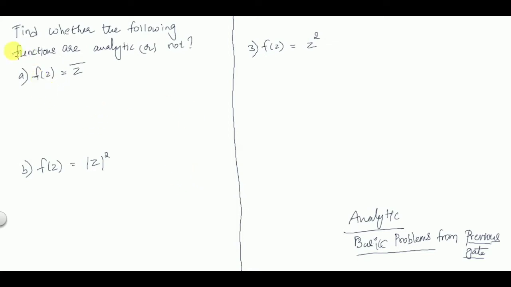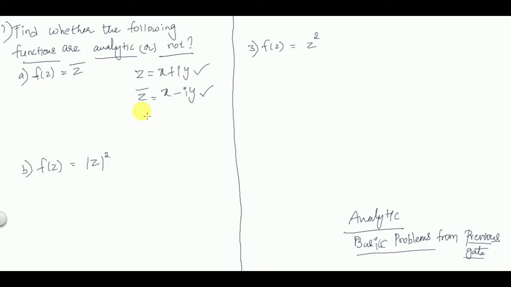Right, so in the first problem he has given to find whether the following given functions are analytic or not. Okay, so f of z is equal to z bar. So if z is equal to x plus iy, which we have discussed in the previous video, then z bar will be its complex conjugate. So the complex conjugate is x minus iy. Okay, so if x plus iy is the complex number, then its complex conjugate is x minus iy.